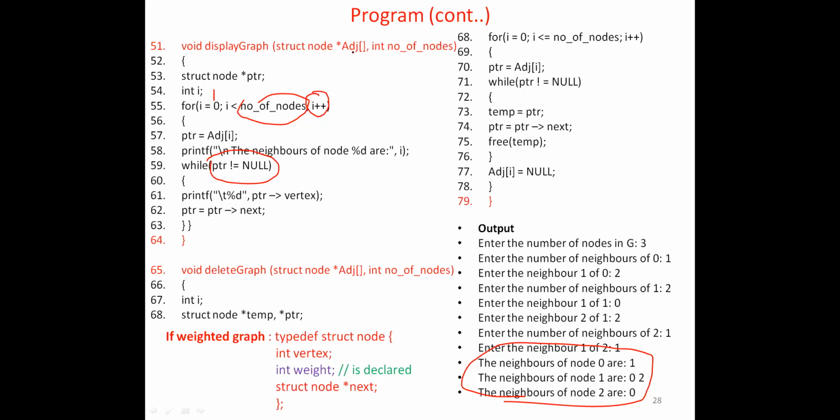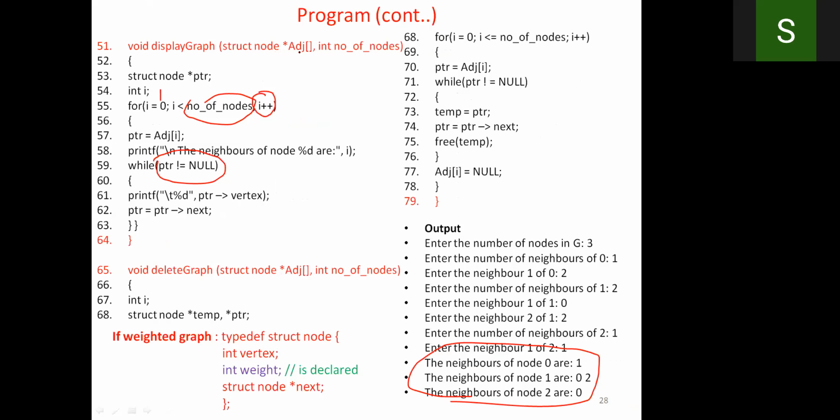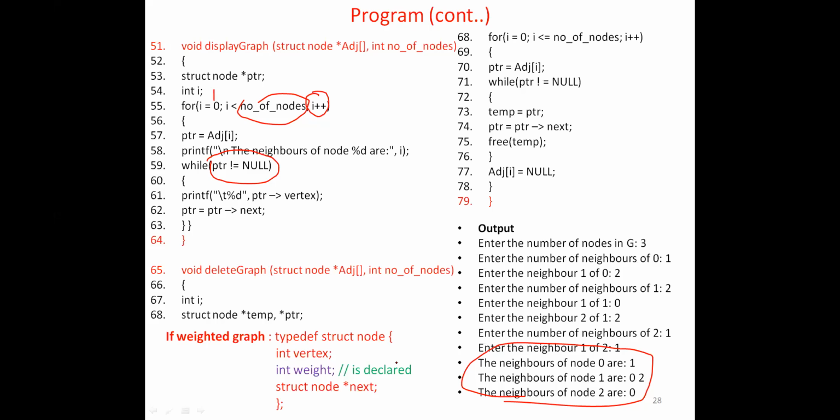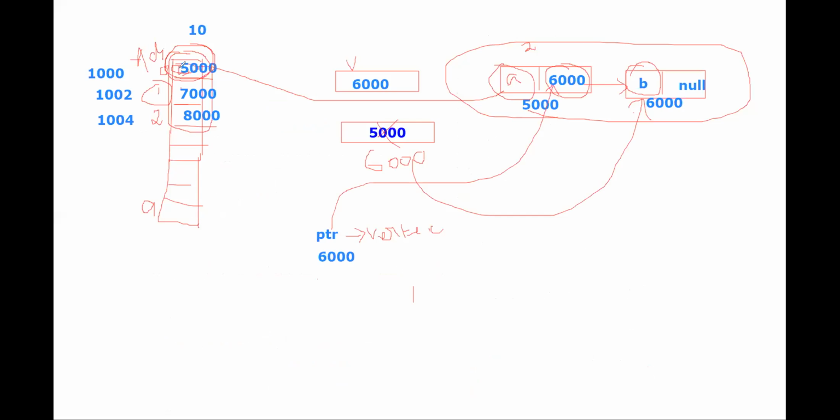Next, delete. I want to delete a graph. So in delete, we can do one thing. For deleting a graph, I can make each and every value of the adjacency array null. If I make adjacency of 0 as null, what happens?